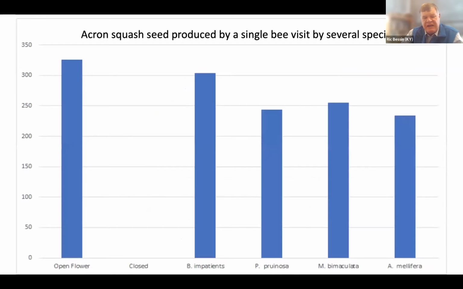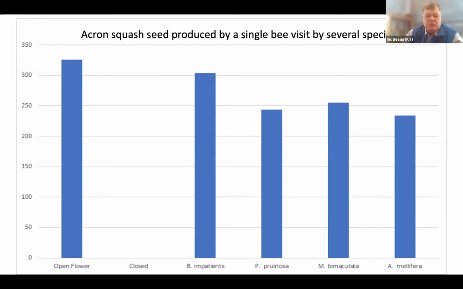The last slide I was going to show is just generally what they're doing when they show up. And on this slide, what we did is we actually covered flowers before they opened, and then we took the cover off the flower after they were open, and we waited for a single bee to come and visit the flower, and then we closed it up again. So it was just one visitation from a single bee species.